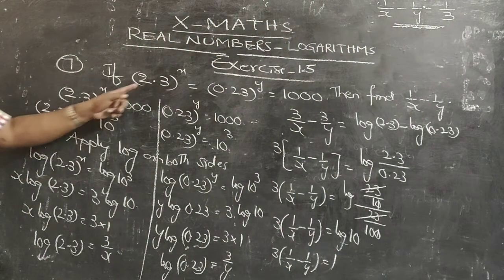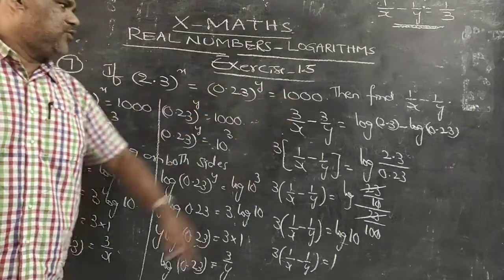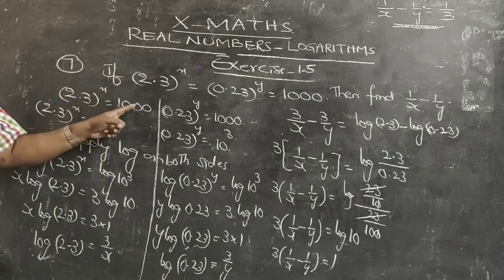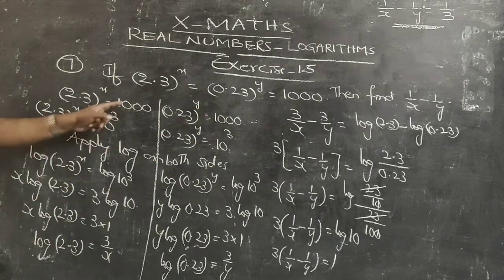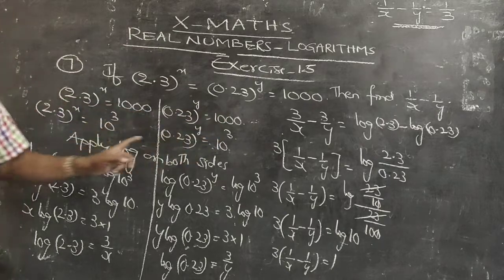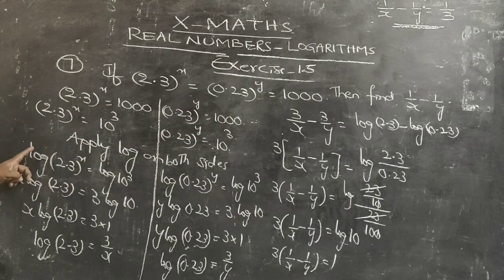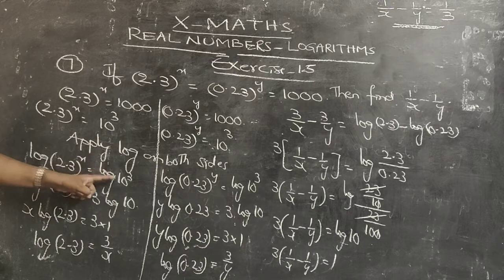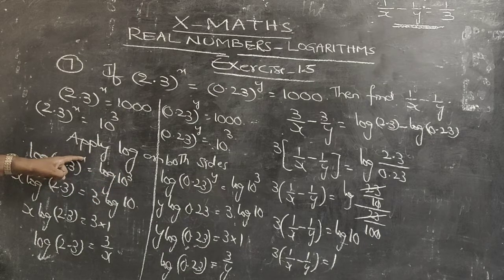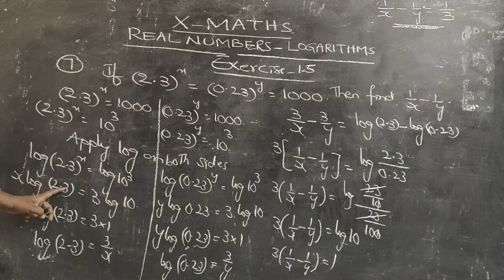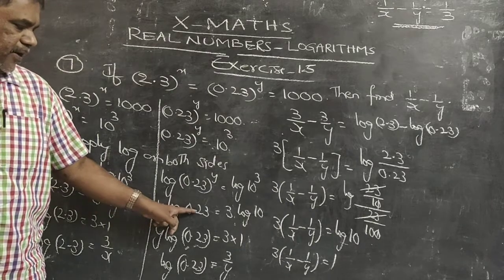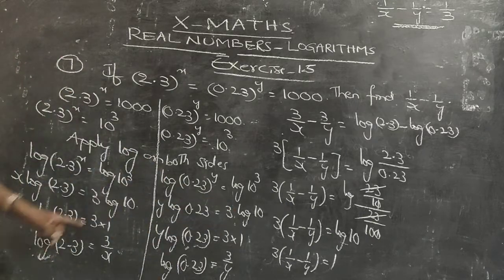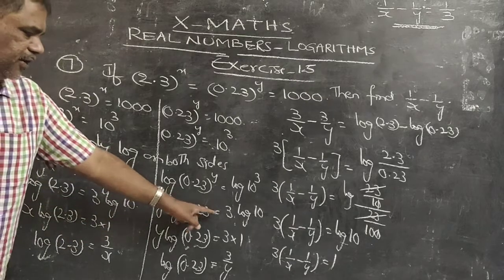So first you have to equate these two separately to 1000. First, 2.3 whole to the power x is 1000. 0.23 whole to the power y is also 1000. 1000 you write it as 10 cube. Now apply logarithm on both sides. Log 2.3 whole to the power x is equal to log 10 cube. This exponent will come as a coefficient in logarithm. So it is x log 2.3 is equal to 3 log 10. Here y log 0.23 is equal to 3 log 10. Log 10 value is 1.